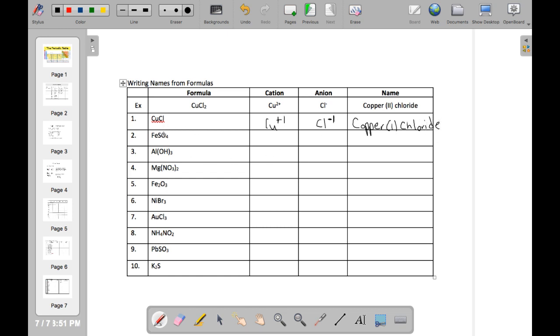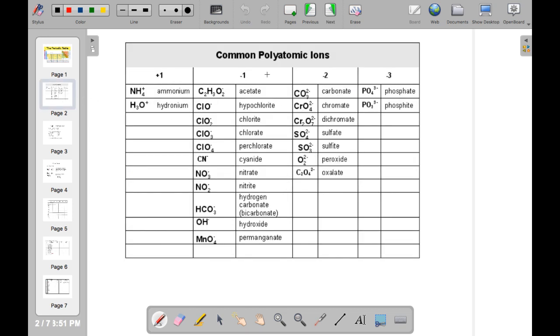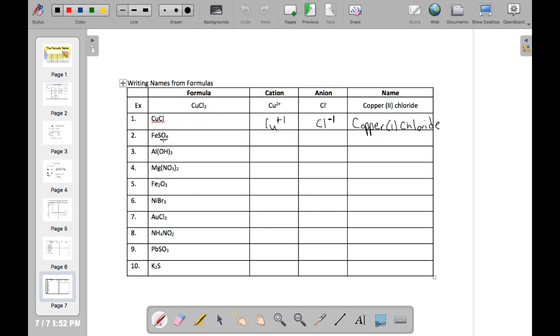Okay, moving down. This gets a little bit more complicated because we have SO4. Now, if you don't know what the anion is, you should keep this chart of common polyatomic ions near you. This chart shows us all the polyatomic ions we're going to see. And if I see SO4 right here, I know it's sulfate. SO4 has a -2 or 2- charge. I'll put SO4 -2.